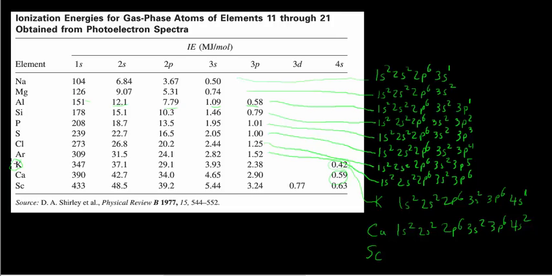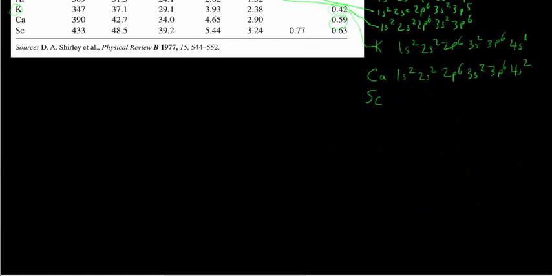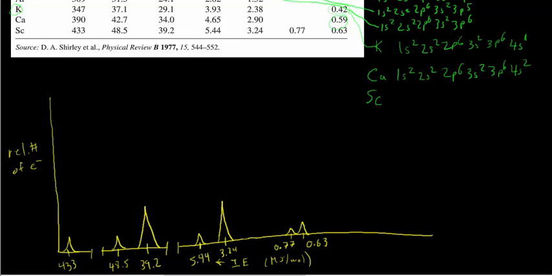So it has 1, 2, 3, 4, 5, 6, 7 peaks in it. And let's just look at what the photoelectron spectrum for scandium might look like based on that data. So I'm going to scroll down so that we can still see the data for scandium. We're going to write out its electron configuration here. But first, let's draw in the photoelectron spectrum. So I'm going to do that real quickly here. So here's our photoelectron spectrum.